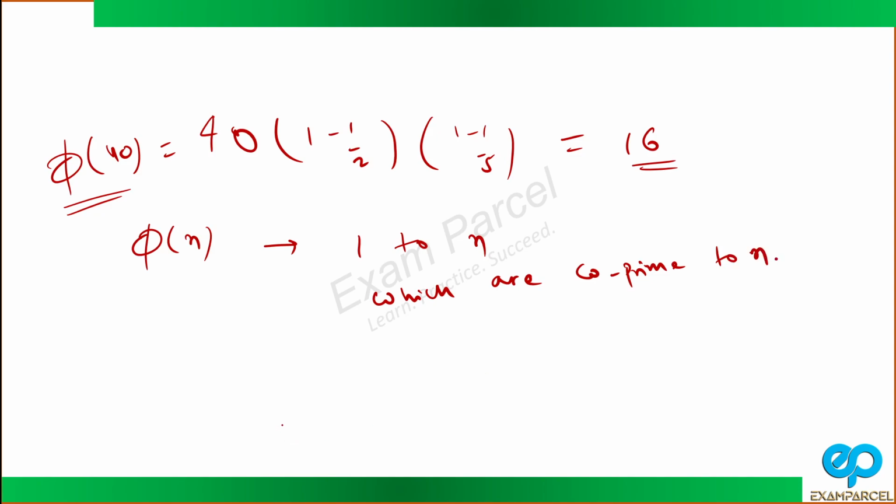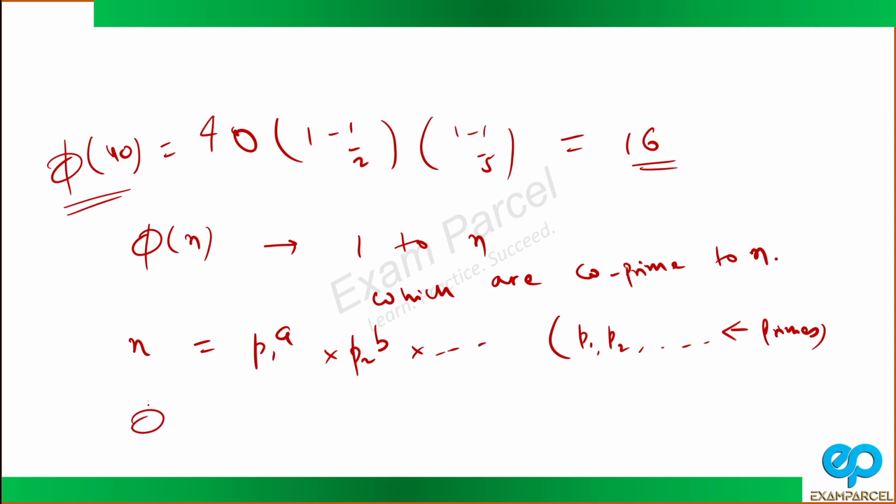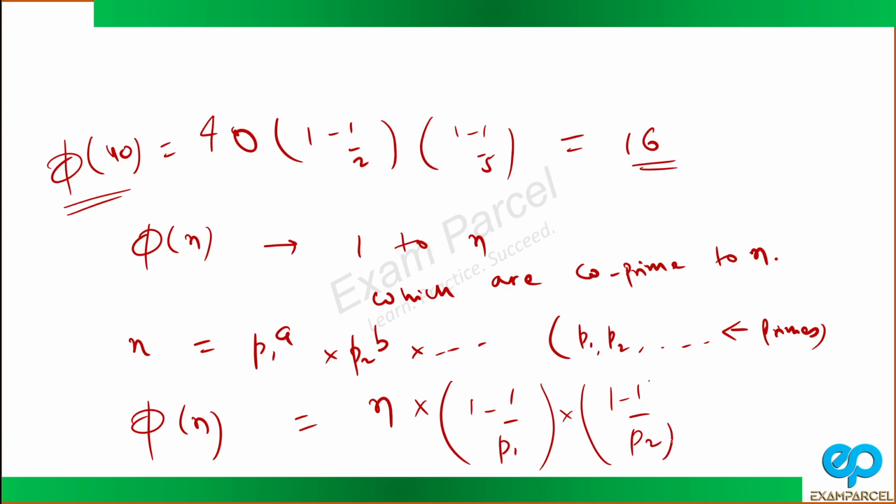So can I generalize a formula for this? Let's say n is p1 raised to power a, p2 raised to power b, and so on, where p1, p2 and so on are primes. So this is the prime factorization of n. Can I say that phi of n would be: take the number, multiply it by 1 minus 1 upon p1 into 1 minus 1 upon p2 and so on, right? So finally this is our phi of n.